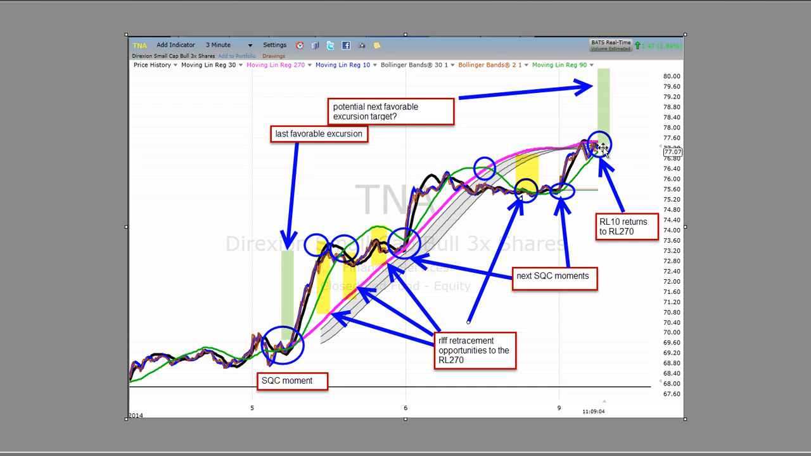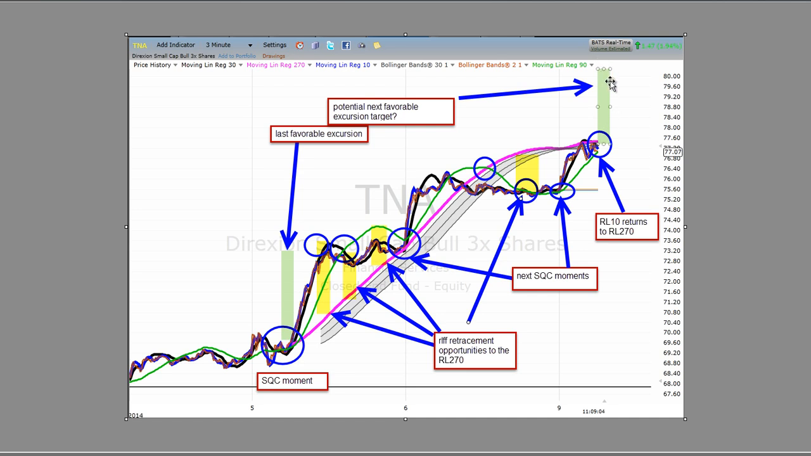And you can see that the RL10 has returned to the 270. So here was the RL10 at the start of the day. It moved up to the 270 and held. And in this case, it started with the 270 and went that far, then came back to the 270 and then held. So how far above could this go?